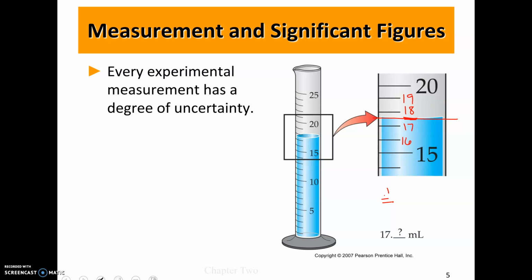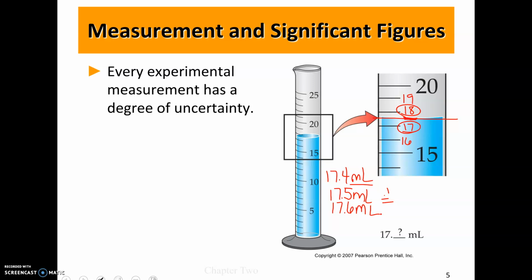So if my scale goes to the ones, I estimate to the tenths. So I can see that it's somewhere between 17 and 18. So I might say 17.4. Always use my units, milliliters. 17.5 milliliters. Maybe I think it's a little more, 17.6 milliliters.